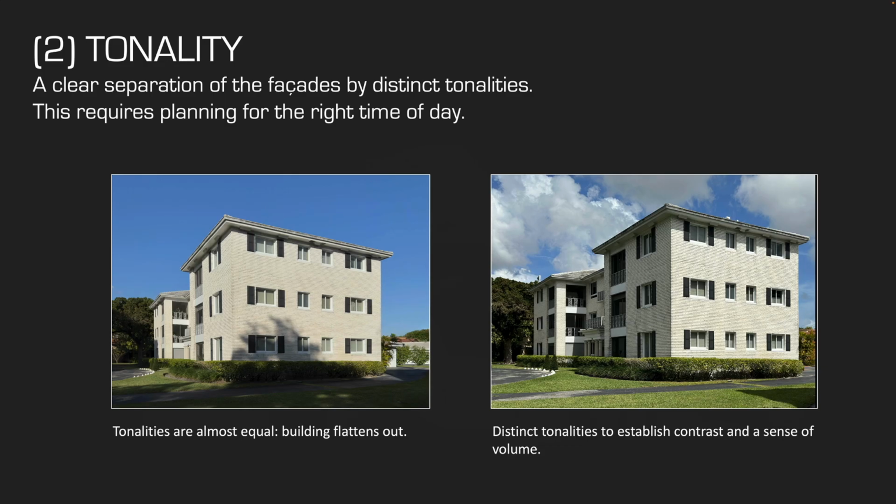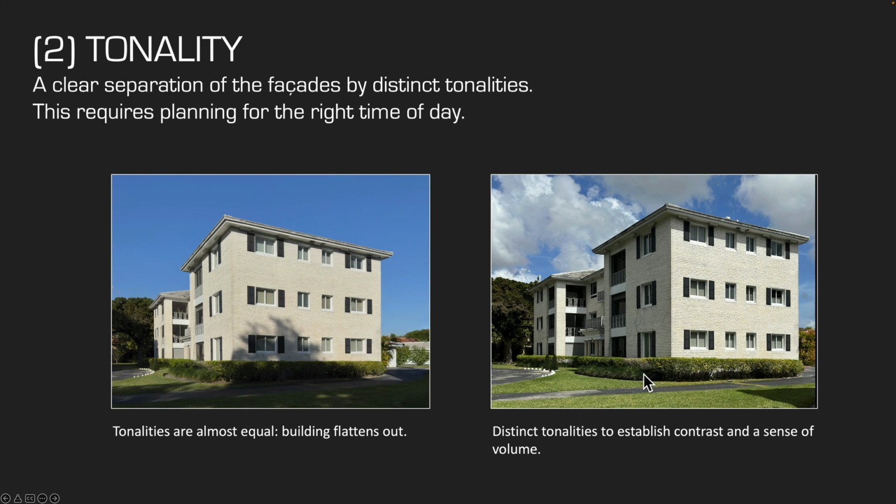Now, the second aspect is tonality. You want to have a clear separation of the facades with distinct tonalities. And this requires planning the right time of day. This is a good example of what happens when you don't. This is the dominant facade. There's more of it than here. But if you'll notice, at this time of day, each of these facades is almost illuminated exactly the same, and what happens is the building flattens out.